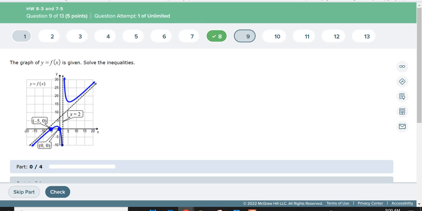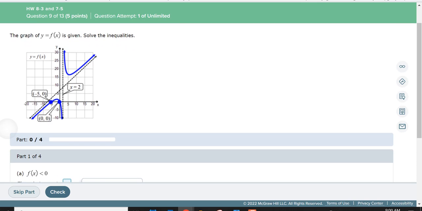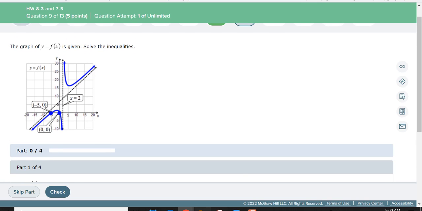It says the graph of the function is given. Solve the inequalities. Let me go grab the graph.